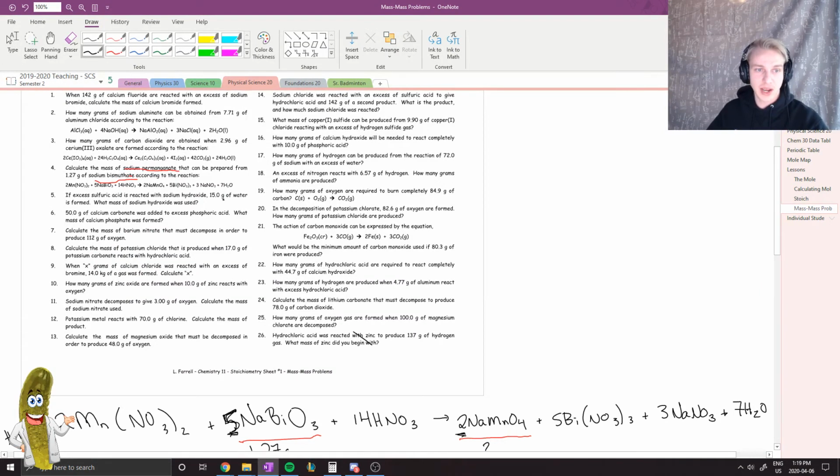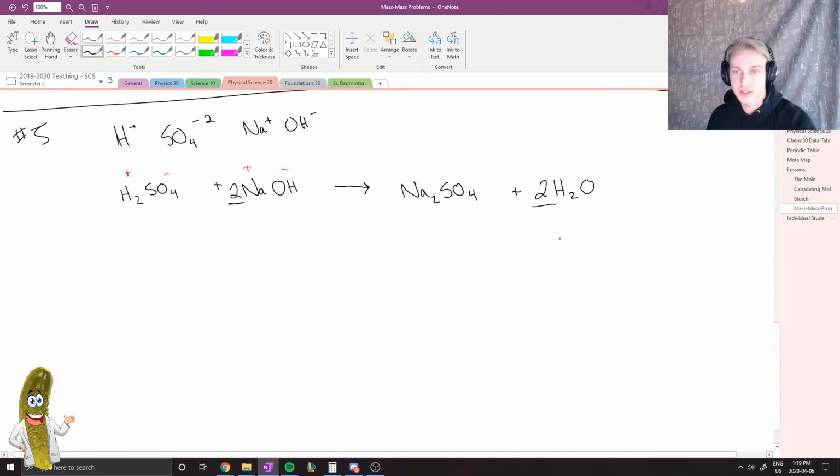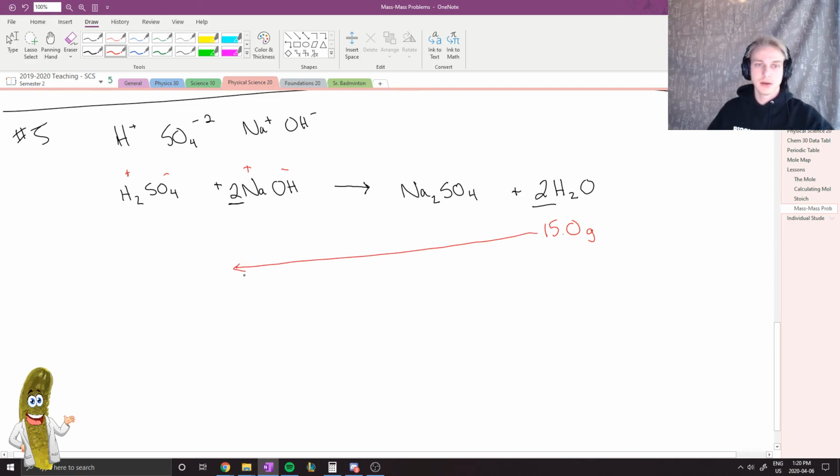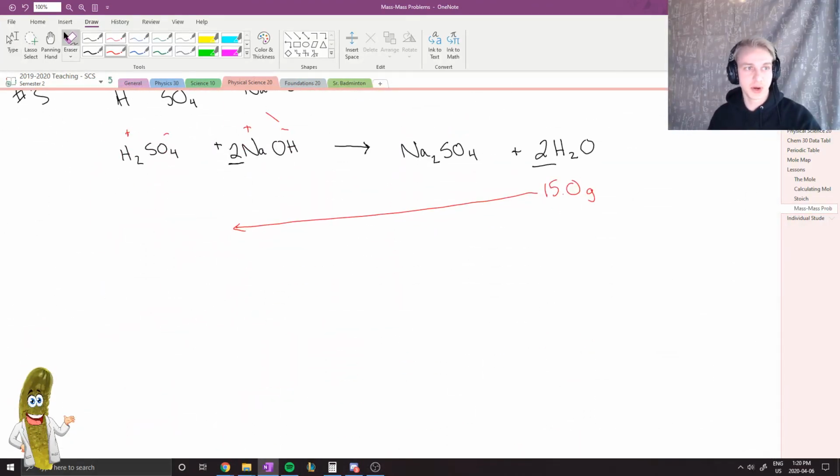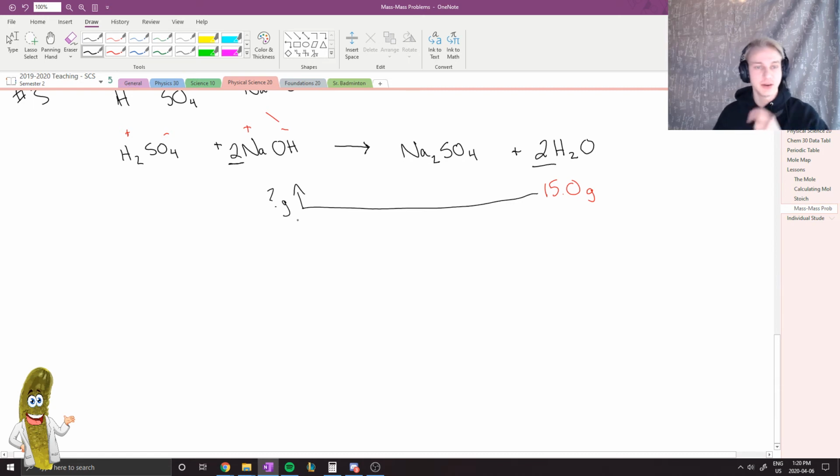What we were asked: if 15 grams of water were formed, what mass of sodium hydroxide was used? So this question is actually going to work in the reverse direction of what we did in question number 4. So we know that we have 15 grams of this H2O, and we want to work backwards here. And we were asked, sulfuric acid. What mass of sodium hydroxide was used? So we were asked to figure out, going backwards, how many grams of the sodium hydroxide were actually used. So we're going to start this question the same way we did the last one.